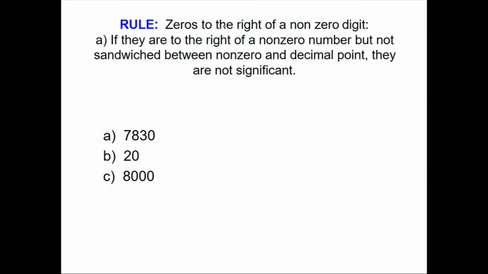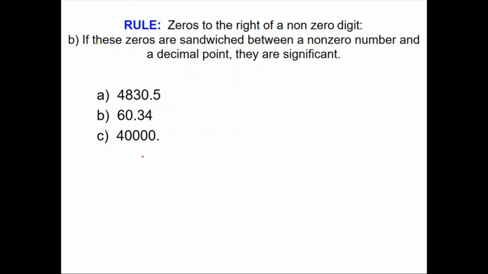Next rule, the zeros to the right of a non-zero digit. So 3 is non-zero and 0 is at the right of the 3, this 0 is at the right of the 2, and similarly this one. So if they are to the right of a non-zero number but not sandwiched between non-zero digits or a decimal point, they are not significant. As you see, they are at the right of the non-zero digits, so this is not significant. This is also not significant. These three are also not significant. So the number of significant figures for the first one is going to be 3 significant figures. Here only 1, here also only 1 significant figure. Next, zeros to the right of a non-zero digit again.